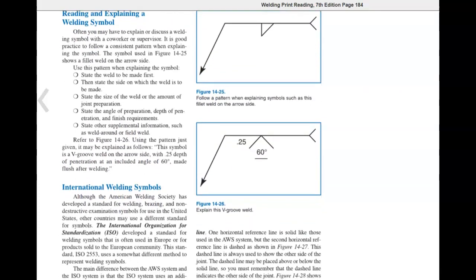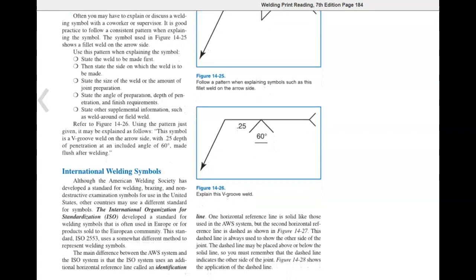Reading and explaining a welding symbol. Often you may have to explain or discuss a welding symbol with a coworker or a supervisor. It is a good practice to follow a consistent pattern when explaining the symbol. The symbol used in Figure 14-25 shows a fillet weld on the arrow side. Use the pattern when explaining the symbol.